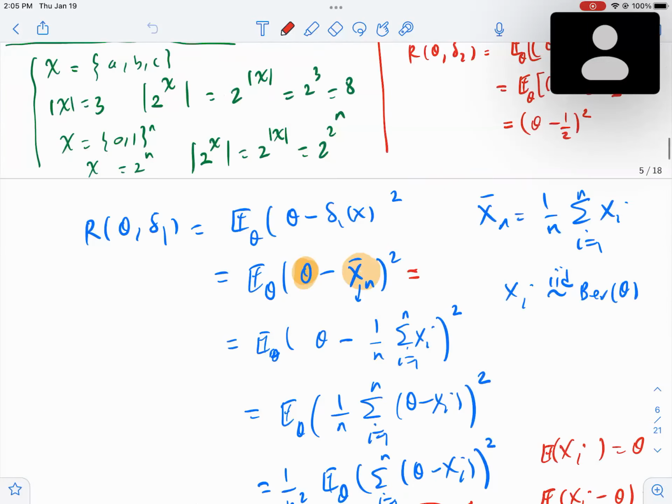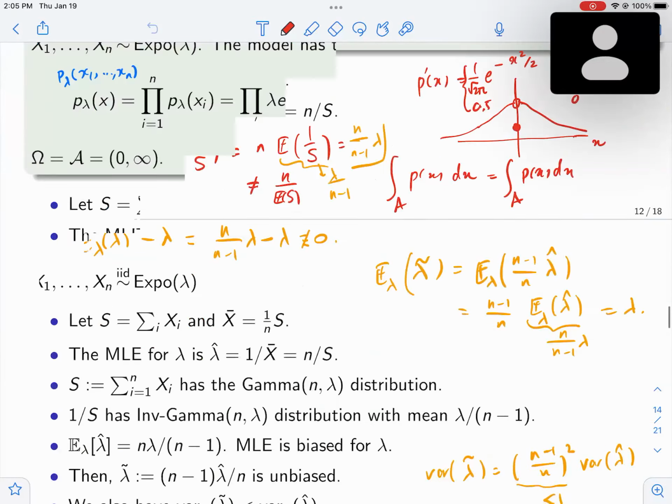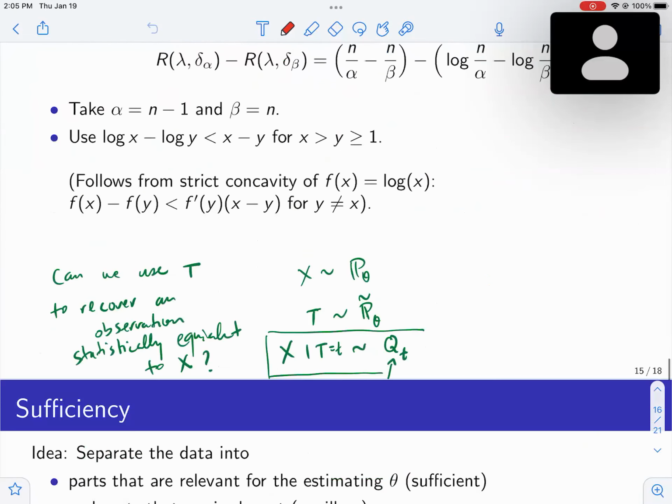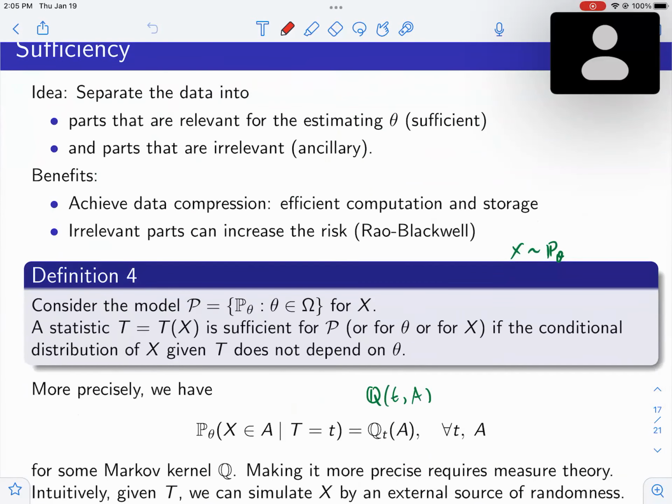Let's move to sufficiency. Just to remind you, we're trying to come up with a notion of relevant information in the data, relevant to our inference task.